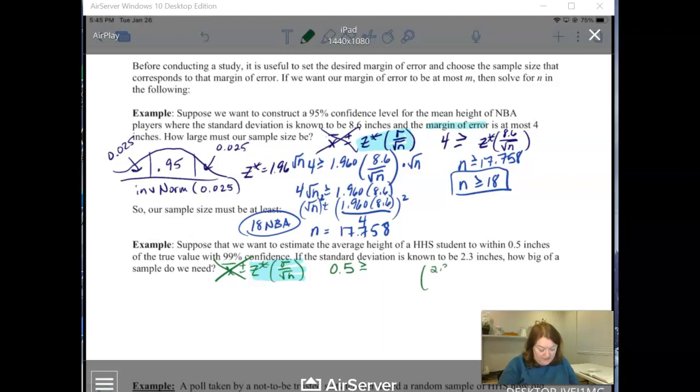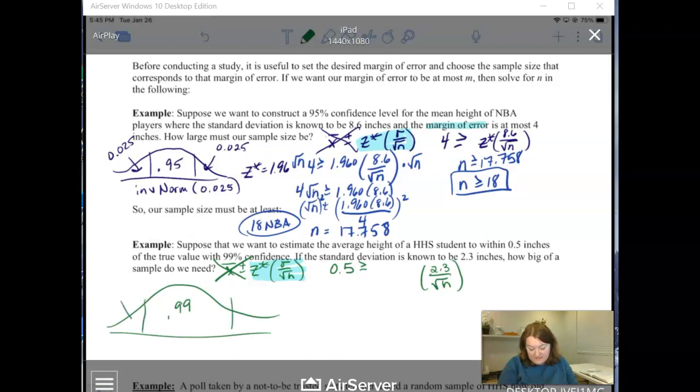We've got 2.3, we don't know n, and we have to go find our z-score, or a z-star score. So this is a 0.99. That leaves the outside edges to be 0.005. So I'm going to do inverse norm of 0.995 if I wanted to find, let's say, this one. Okay, and that is going to give me a, what is that one? I forgot already. Let me go do that one again. Inverse norm, 2.576.